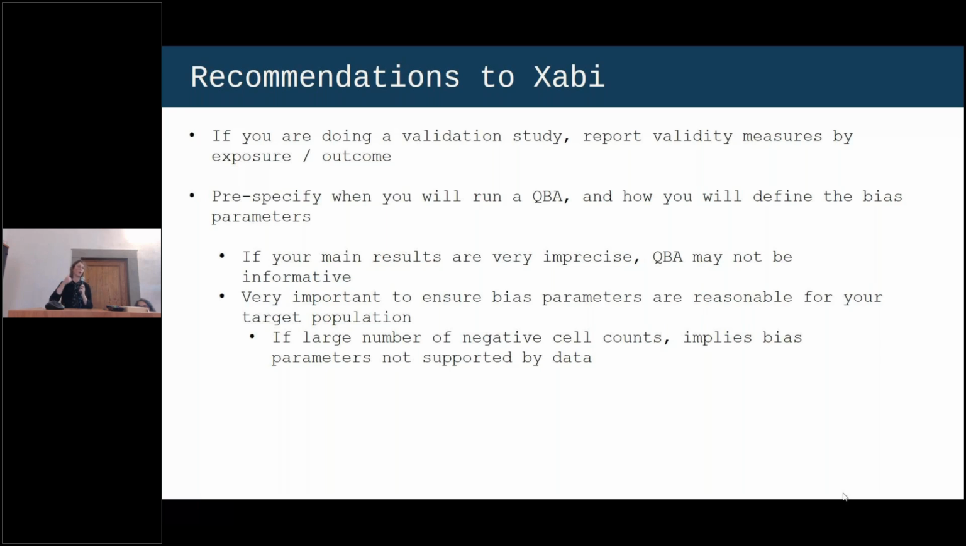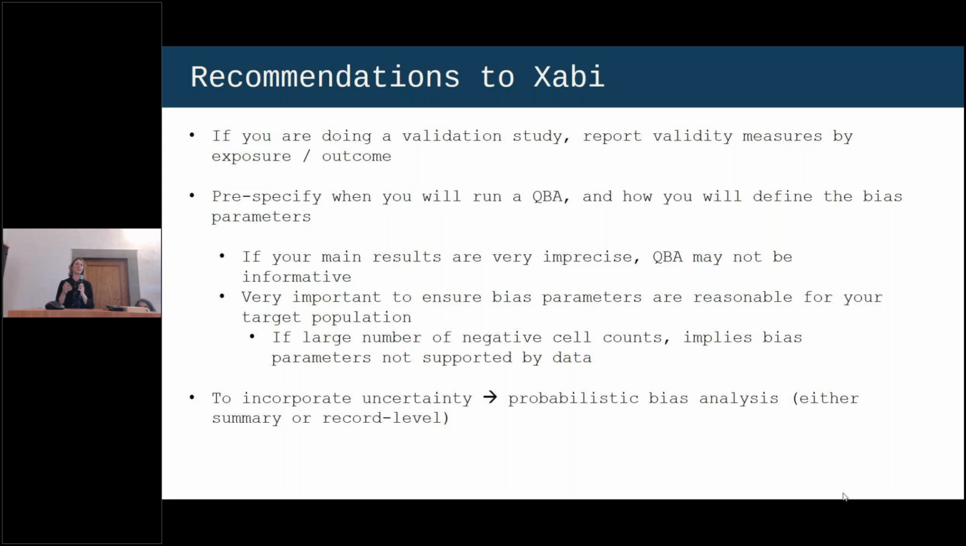So first of all, when you're going to run it. There are certain scenarios when QBA isn't that useful. So if you have a really imprecise estimate, then just adding in this systematic error doesn't really make a huge difference. And also have a think about how you will define your bias parameters. Will they come from an internal validation study, an external validation study?